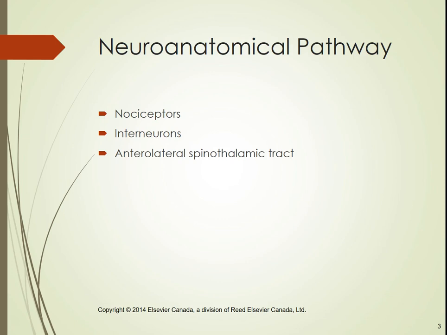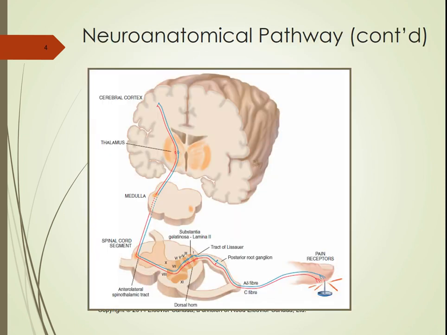The neuroanatomical pathway, we'll talk about the nociception, the interneurons, and the anterolateral spinothalamic tract. So first of all, we'll look at this neuroanatomical pathway. It is really quite important for us to realize that there are these pathways. So first of all, we have the actual afferent fiber, which actually takes the impulse to the brain. So you feel the impulse. The impulse is picked up by the afferent fiber and actually goes into the spinal cord.